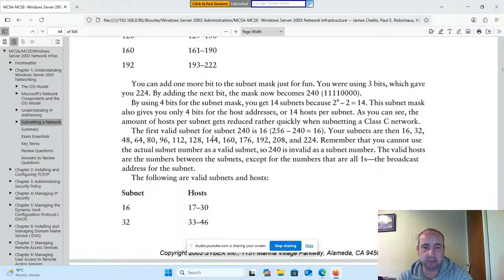The first valid subnet for the 240 mask is 16, because 256 minus 240 equals 16. Your subnets are then 16, 32, 48, 64, 80, 96, 112, 128, 144, 160, 176, 192, 208, and 224. Remember that you cannot use the actual subnet mask number as a valid subnet, so 240 isn't valid as a subnet number. The valid hosts are the numbers between the subnets except for the numbers that are all ones, the broadcast address for the subnet.